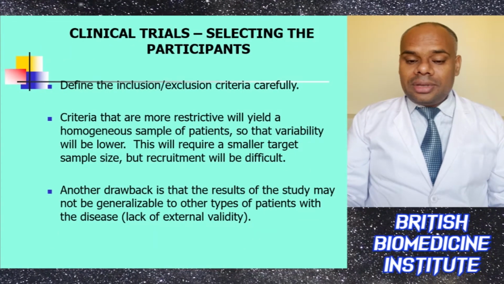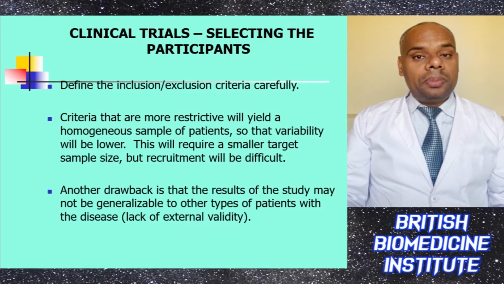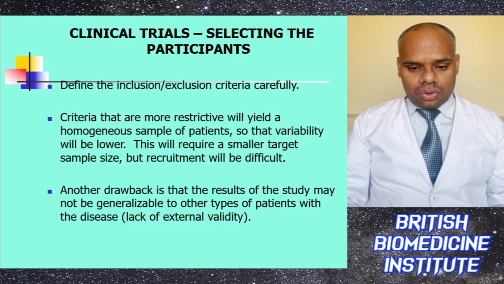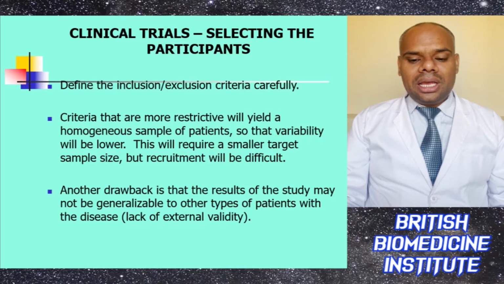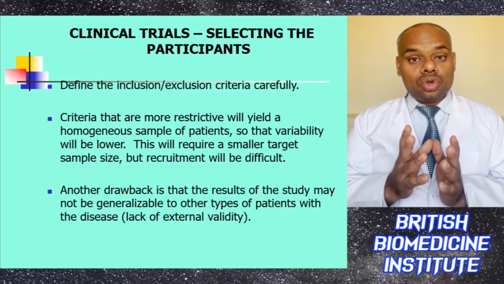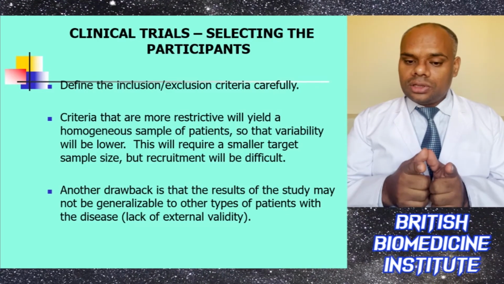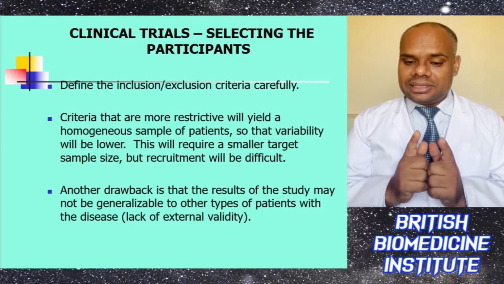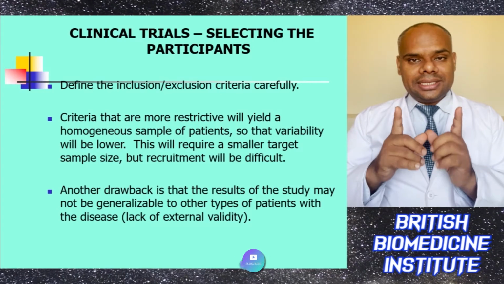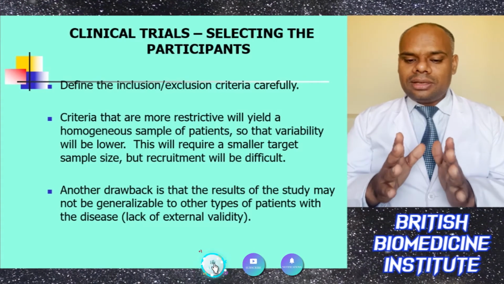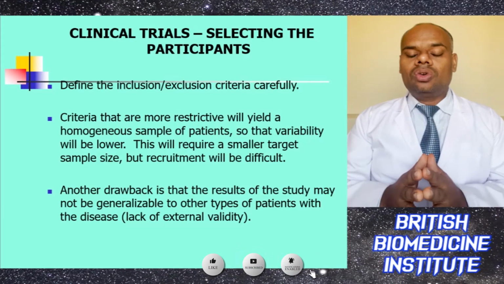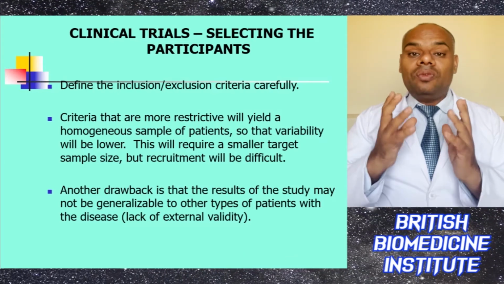So in a clinical trial, basically there is a selection of participants based on inclusion and exclusion criteria of the protocol. So the criteria are restrictive, which yields a homogeneous sample of patients so that variability is lower. This will require a smaller target sample size, but recruitment will be difficult. Another drawback is that the result of the clinical study may not be generalizable to other types of patients at risk, because there is a lack of external validity.